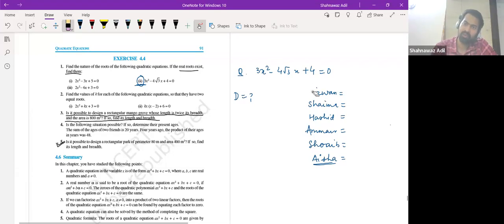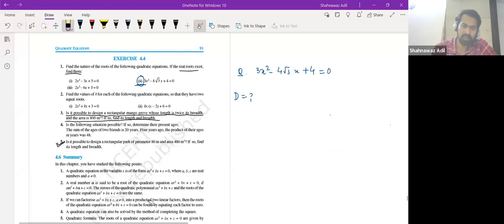Okay. So good, Amar, that you asked this question. We are just calculating the discriminant because the discriminant tells us about the nature of the roots, right?